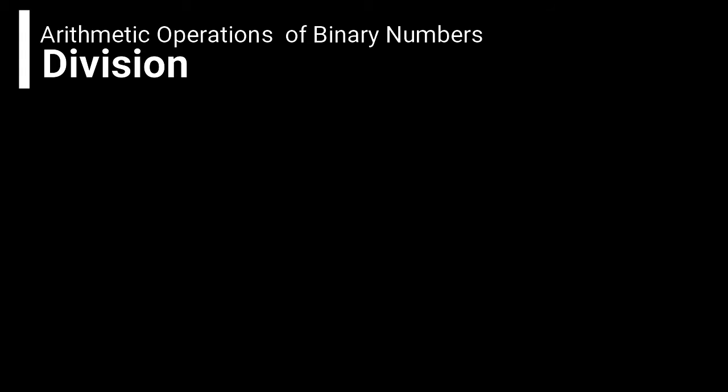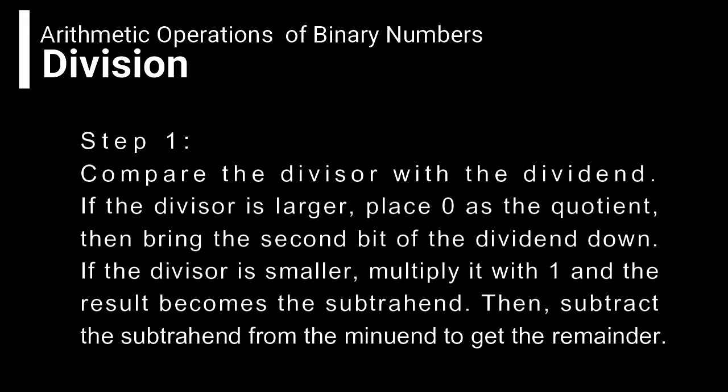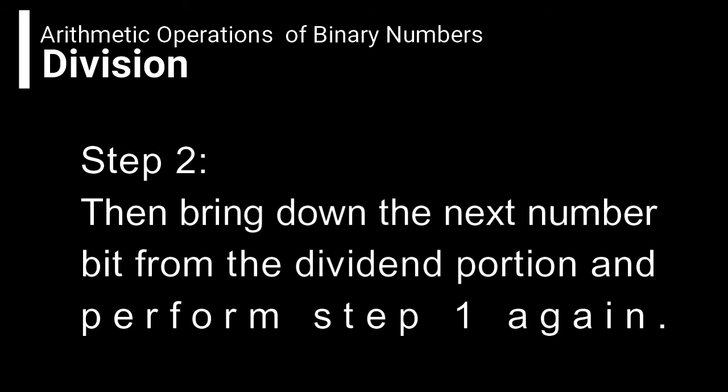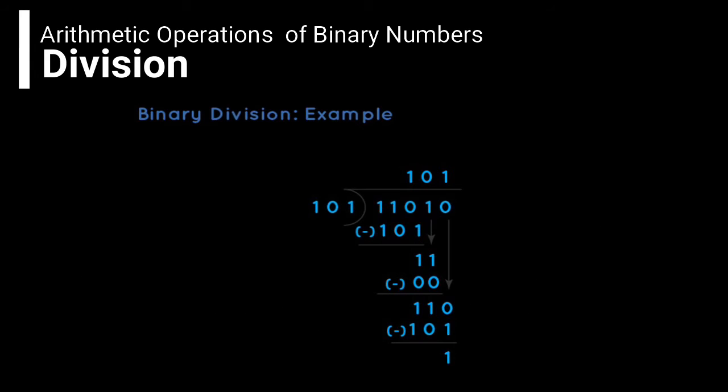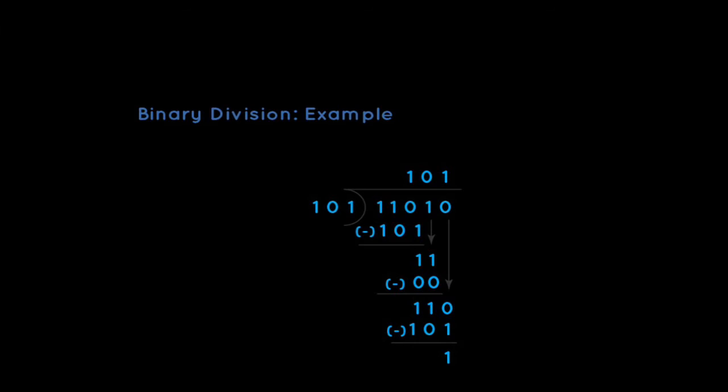Next is binary division. Binary division problems can be solved using the long division method. Step 1. Compare the divisor with the dividend. If the divisor is larger, place 0 as the quotient, then bring the second bit of the dividend down. If the divisor is smaller, multiply it with 1 and the result becomes a subtrahend. Then subtract the subtrahend from the minuend to get the remainder. Step 2. Bring down the next bit from the dividend and perform step 1 again. Repeat the same process until the remainder becomes 0, where the whole dividend is divided. So for example, if you divide 011010 by 0101, the answer will be 101.